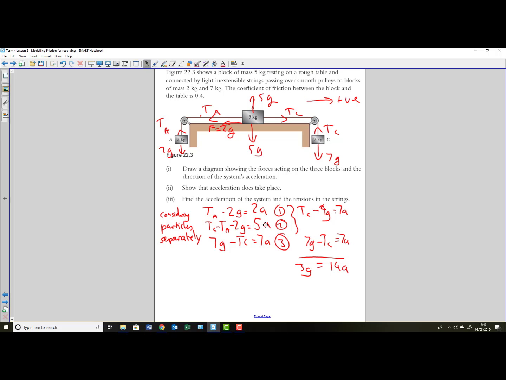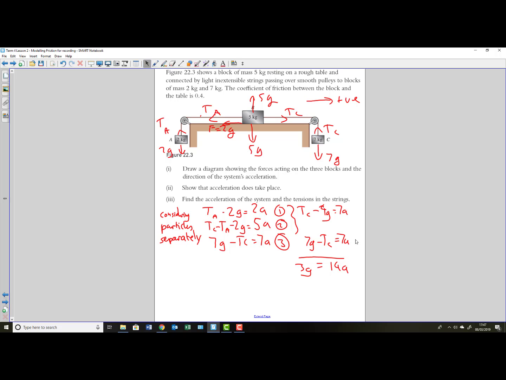F equals ma. And finally, this one here, 7g pulling it forwards, minus TC, the tension in this rope here, holding it back. 7g minus TC equals 7a. I can combine my first two equations here to yield TC minus 4g equals 7a.